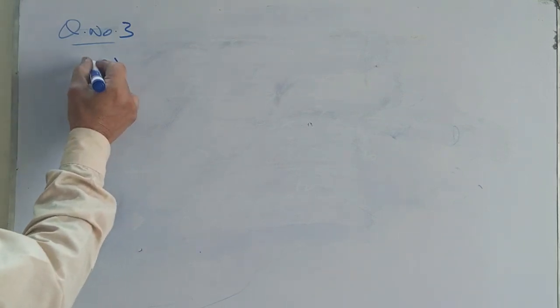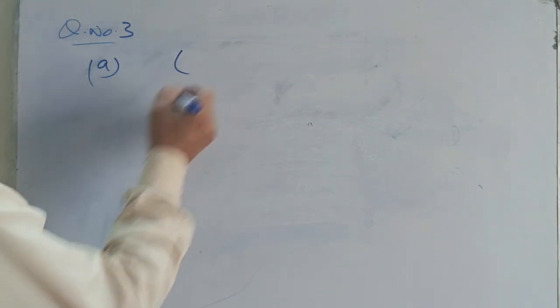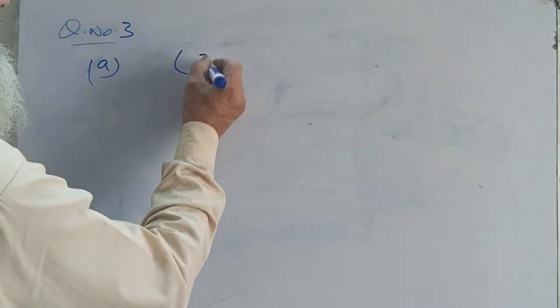Question number 3 states part A, simplify. When we say simplify, it means that you are coping with some operands that are division, multiplication, addition or subtraction. So first question A is about multiplication. When multiplication is there, it is very easy.